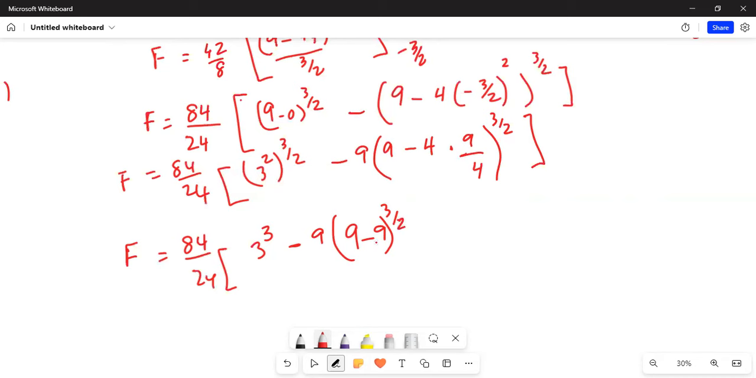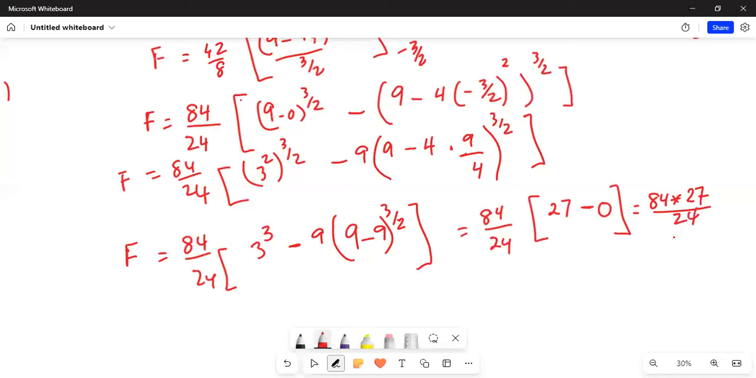So that will be equal to 84 over 24 times 27 minus 0. So this will be 84 times 27 by 24. And that will be equal to, I will use my calculator to find it. Give me a minute. Yes, here is my calculator.